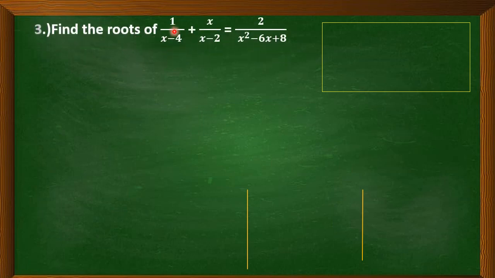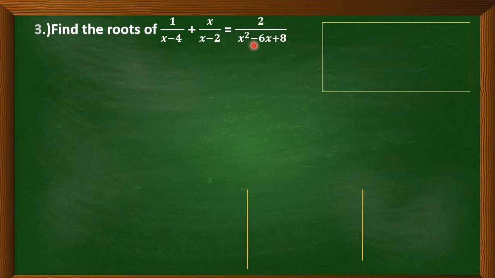Next, now let's have the third example. Find the roots of 1 over x minus 4 plus x over x minus 2 is equal to 2 over x squared minus 6x plus 8. First we have to look for the least common denominator, but before that, let us check the restricted values. If you have observed, the expression on the right side of the equation is not yet in factored form, so I suggest that all the denominators be in factored form.